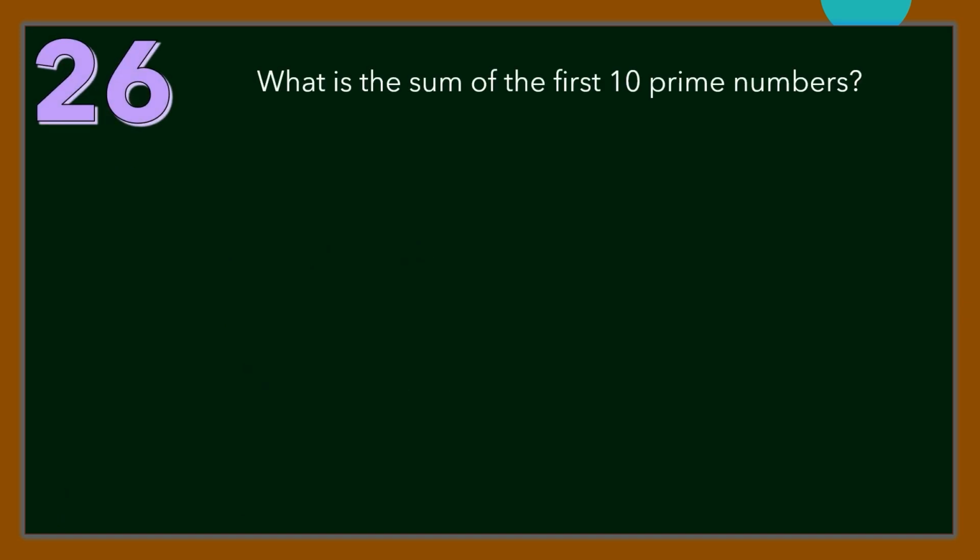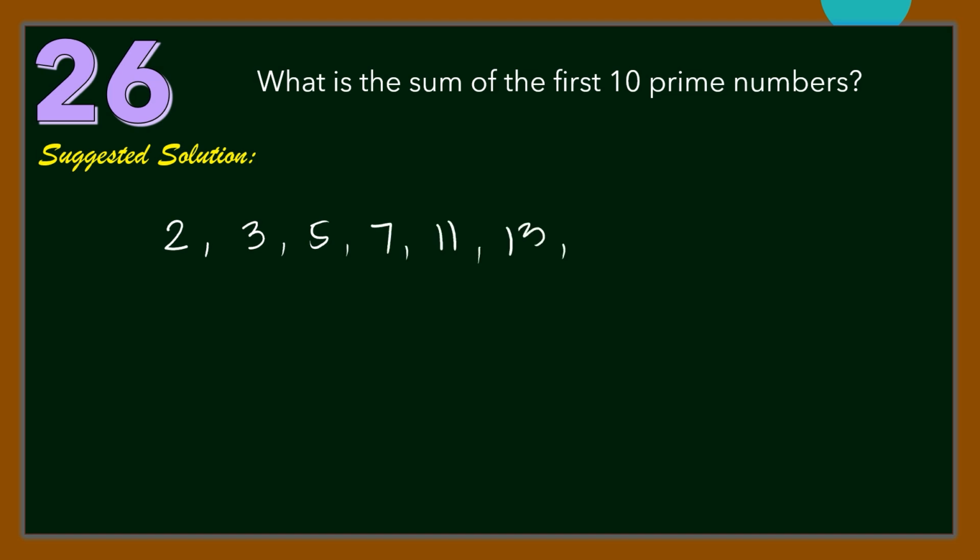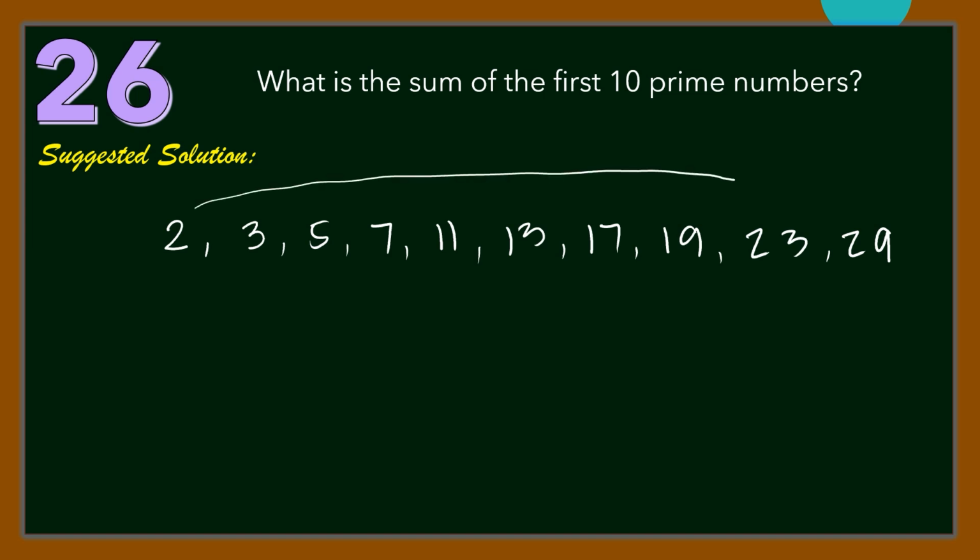Number 26. What is the sum of the first 10 prime numbers? Our solution, let us list all the first 10 prime numbers and add them. So we have 2, 3, 5, 7, 11, 13, 17, 19, 23. We need one more, that is 29. Then we have 2 plus 29, that is 31.